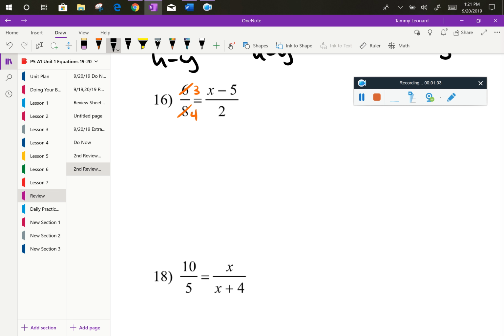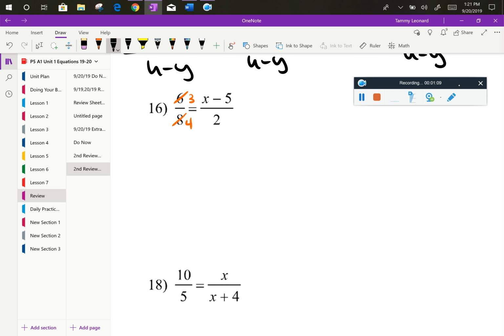Again, we want to cross multiply because we have a fraction equal to a fraction, which sets us up for a proportion. So 4 times x minus 5 is 4x minus 20, and 3 times 2 is 6. From there, we can add 20 to both sides. So 4x equals 26. We can divide both sides by 4.